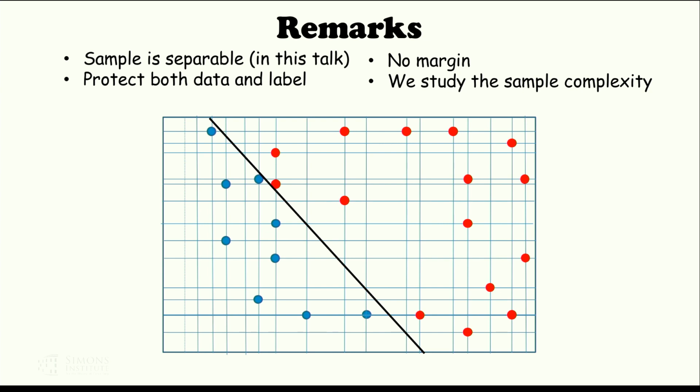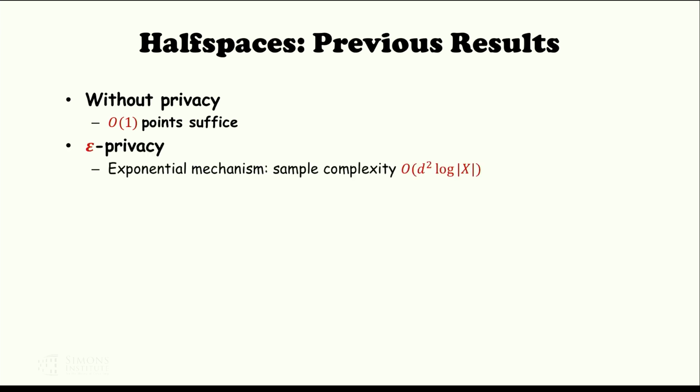For some cases it will be, and I'll discuss it in a few slides. So what is known from previous results? Without privacy, we know that this problem can be learned with a sample of size on the order of d. With epsilon privacy, the exponential mechanism uses sample complexity on the order of d squared log x.